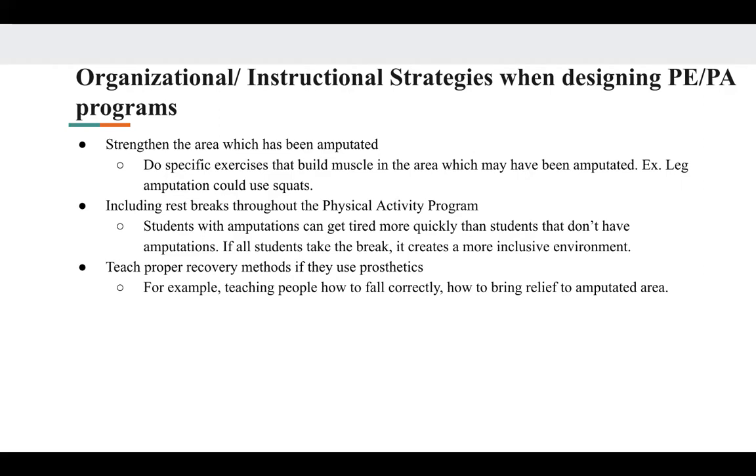And then teaching proper methods to recover from certain situations. If they use prosthetics, say somebody lost both of their legs and they get both prosthetic legs, teach them proper methods of learning how to fall so they don't take such big pains or have worse accidents from falling over, and learning how to get back up in a healthy way.